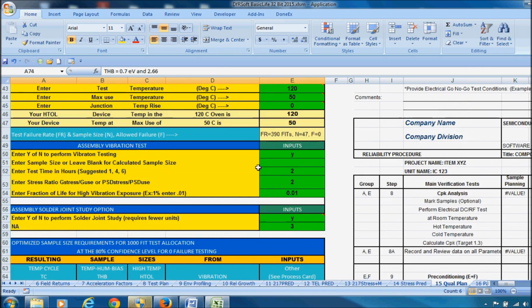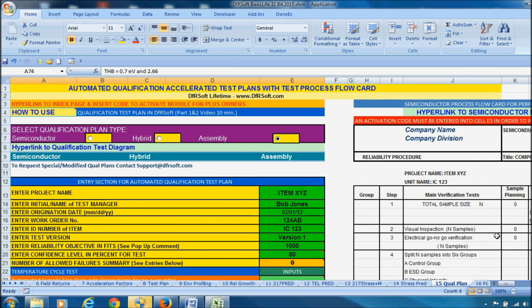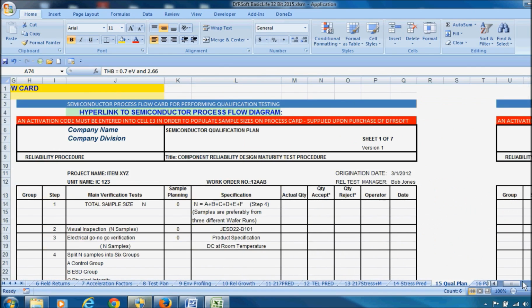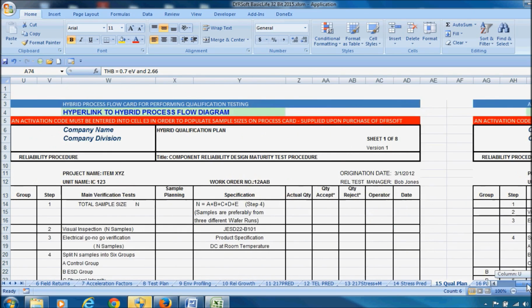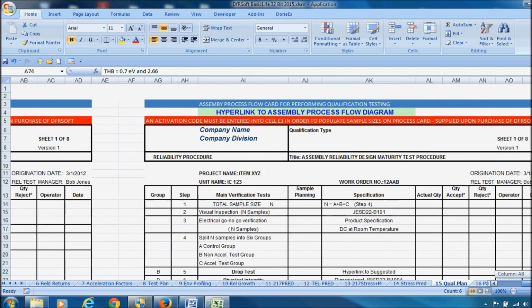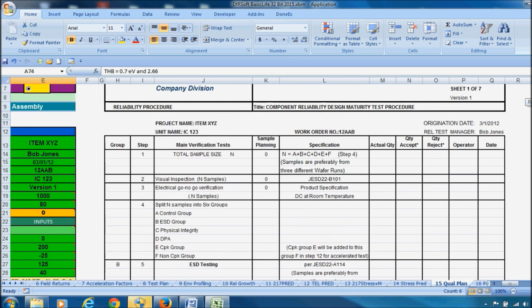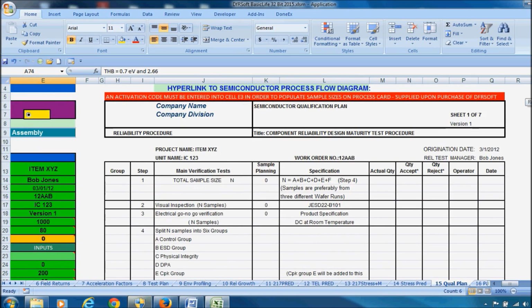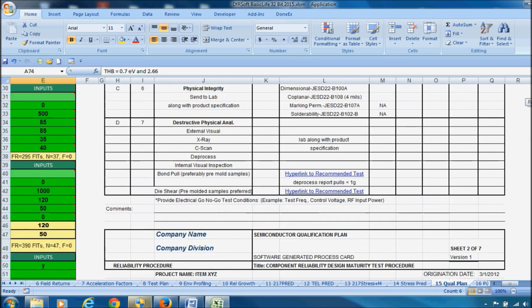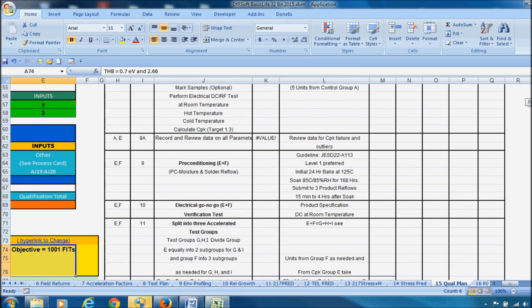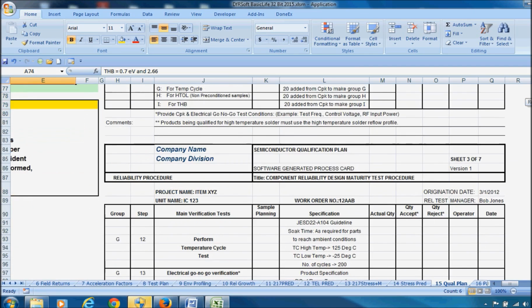So now what have we done? We have a test plan now, even though we haven't introduced it yet. Here are the process cards for each. Here's a process card for the semiconductors. Here's the process card for the hybrid, and here's a process card for the assemblies. And these process cards have a lot of intelligence on how to do the test per a lot of the standards like JEDEC, and the science that we've introduced here that we discussed.